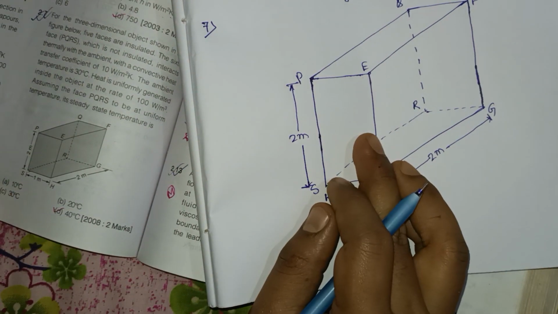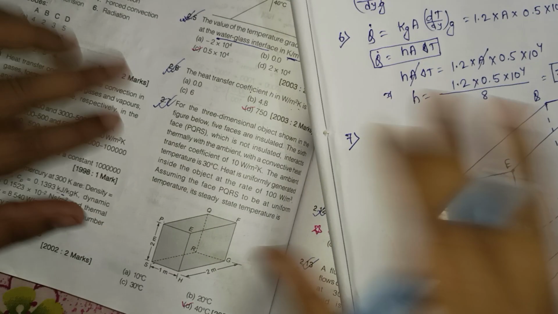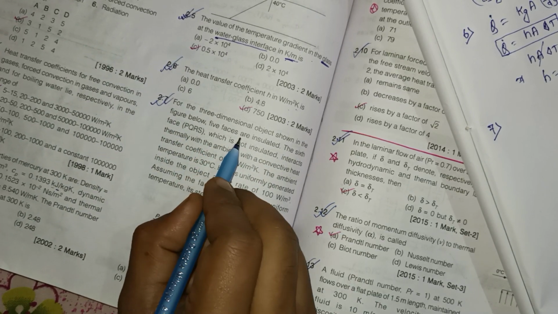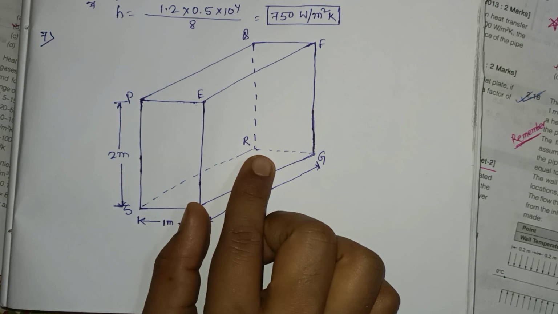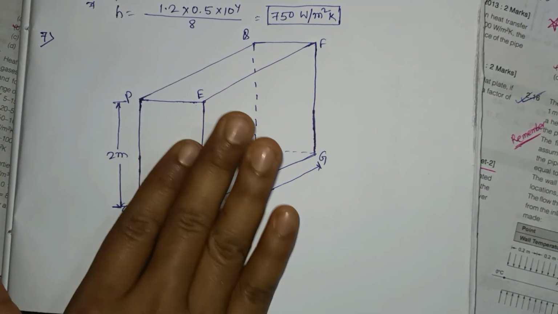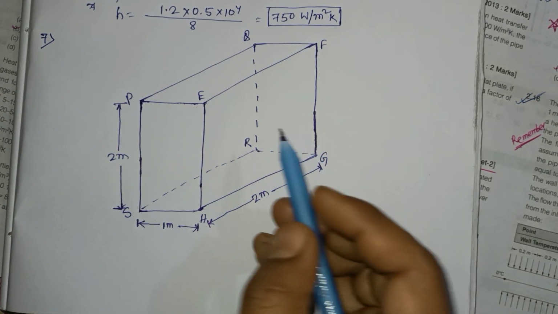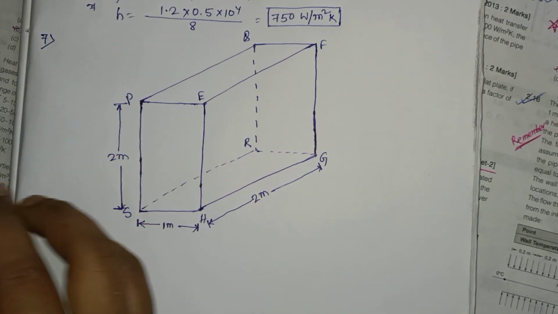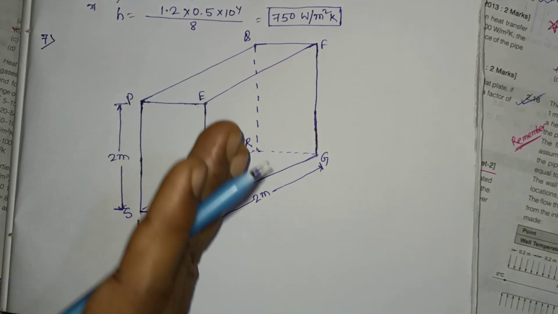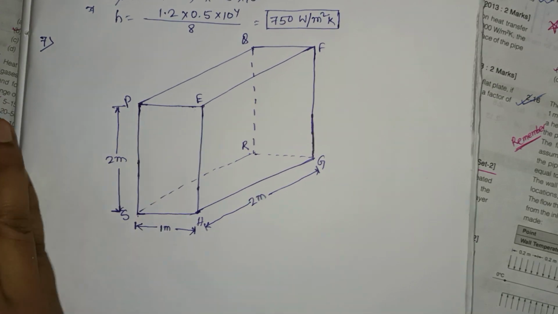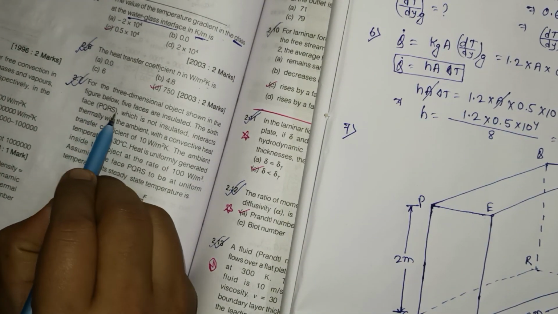Okay, so here what is given? For the three-dimensional object shown in the figure below, 5 faces are insulated. So there are 6 faces here, and 5 faces are insulated. That means PQRS is not insulated. In this plate only heat transfer takes place. Heat is transferred from this plate PQRS to the ambient, to the atmosphere.